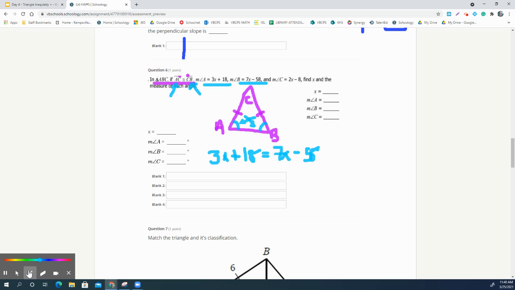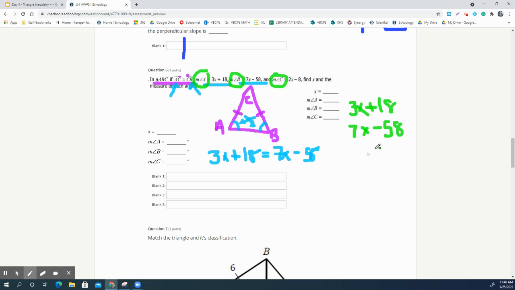If you're not sure about that, because these are all angles, measure of angle A, measure of angle B, measure of angle C, you can add them all up. So 3x plus 18 plus 7x minus 58 plus 2x minus 8. If I add all of those up, they should equal 180 degrees.